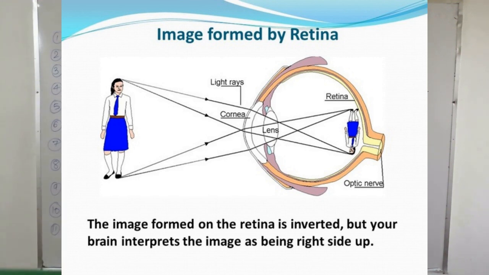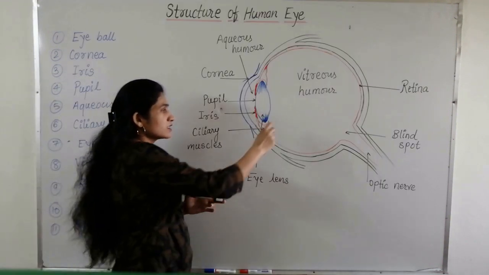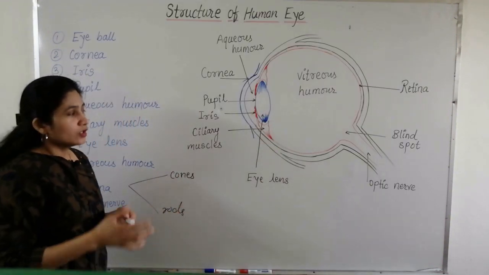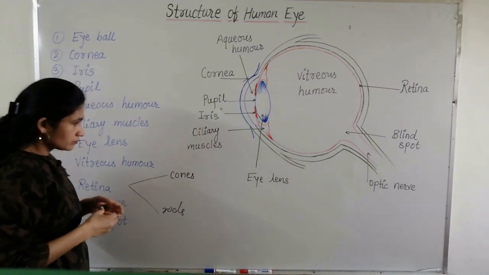So these are the two organs which help us see this wonderful world. First is the human eye and then the brain. So both should function well in order to see.